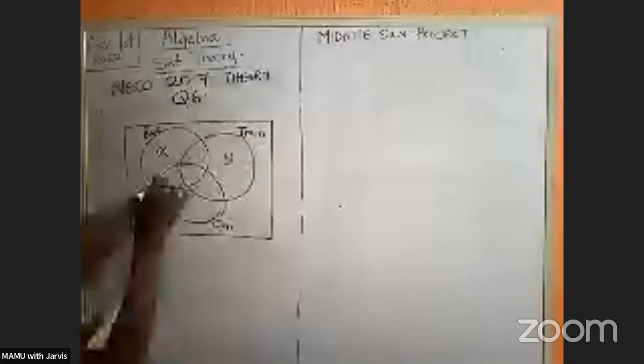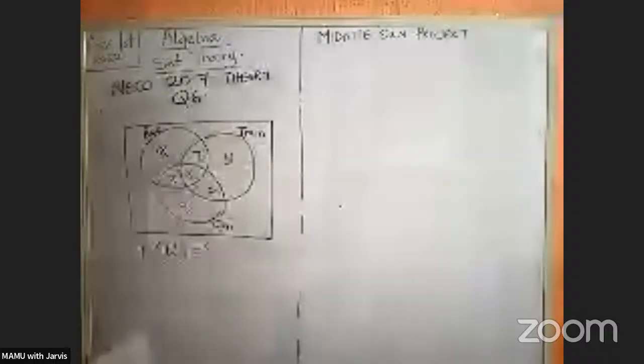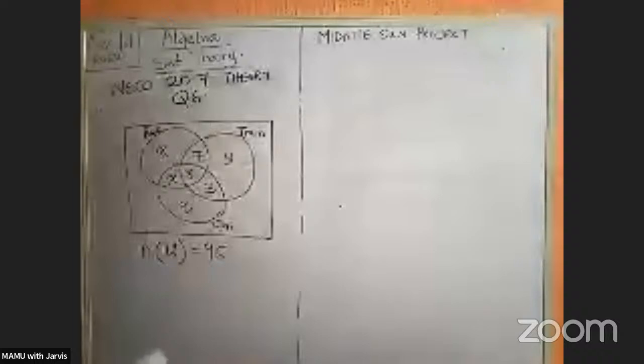Now, each of them used one or more of the following transportation shown in the Venn diagram below. So which means that the Venn diagram I have is very, very complete. Now, 47 people use bus. So this is 47. And 30 people use train.